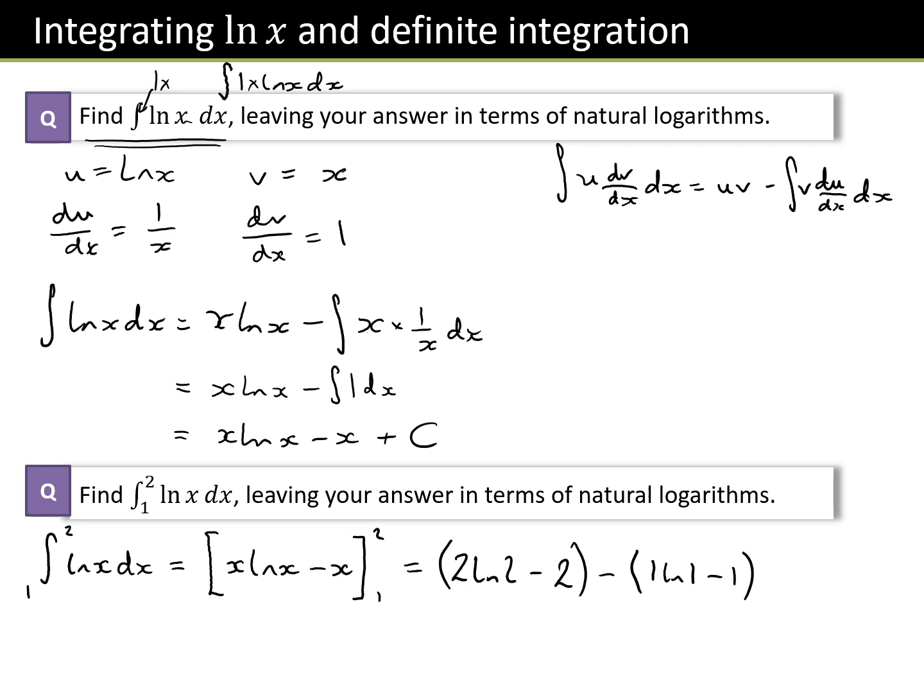Okay, now 2 natural log of 2 minus 1 natural log of 1 plus 1. The minus and the minus make a plus. Natural log of 1, if you try typing it in your calculator, the natural log of 1 is 0. So this is just 0. So our answer, 2 natural log of 2 minus 2 plus 1 is minus 1. So there's our answer.